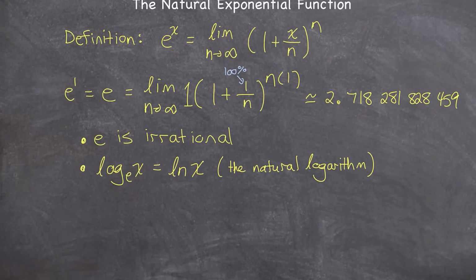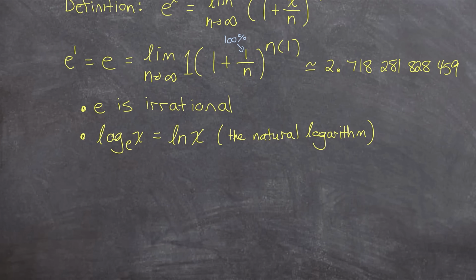And now let me quickly show you what the graph of e to the x looks like and do an example that involves e to the power of x. Let's start with the graph.